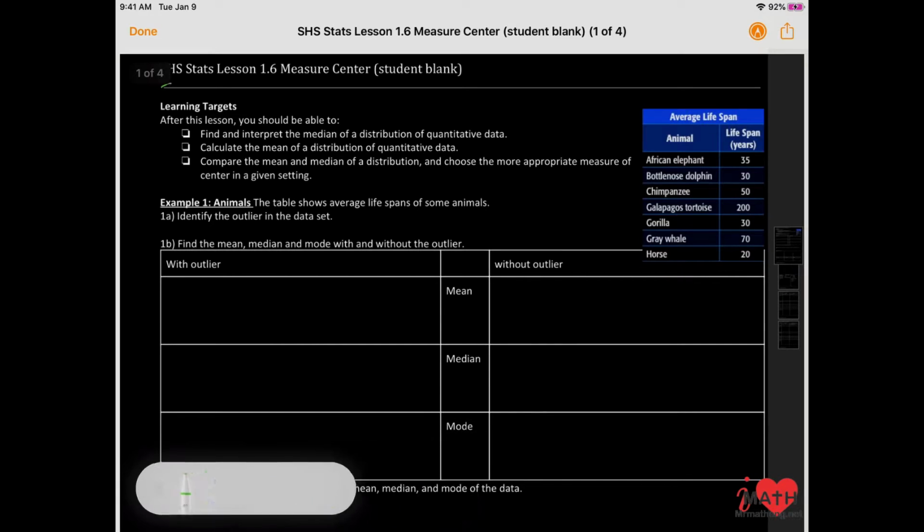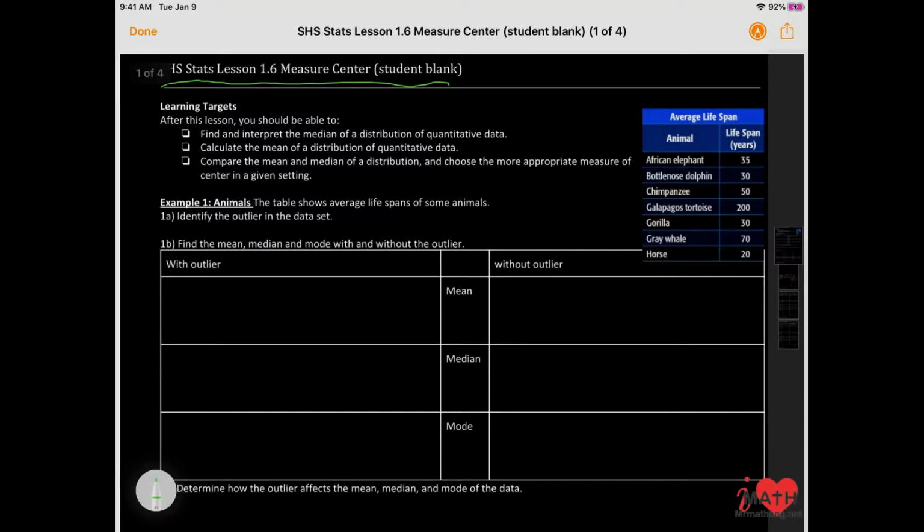Alright, let's go over 1.6, Measuring Center. After this lesson, you should be able to find and interpret the median of a distribution of quantitative data, calculate the mean of a distribution of quantitative data, and then compare the mean and median of a distribution, and choose the more appropriate measure of center in a given setting.